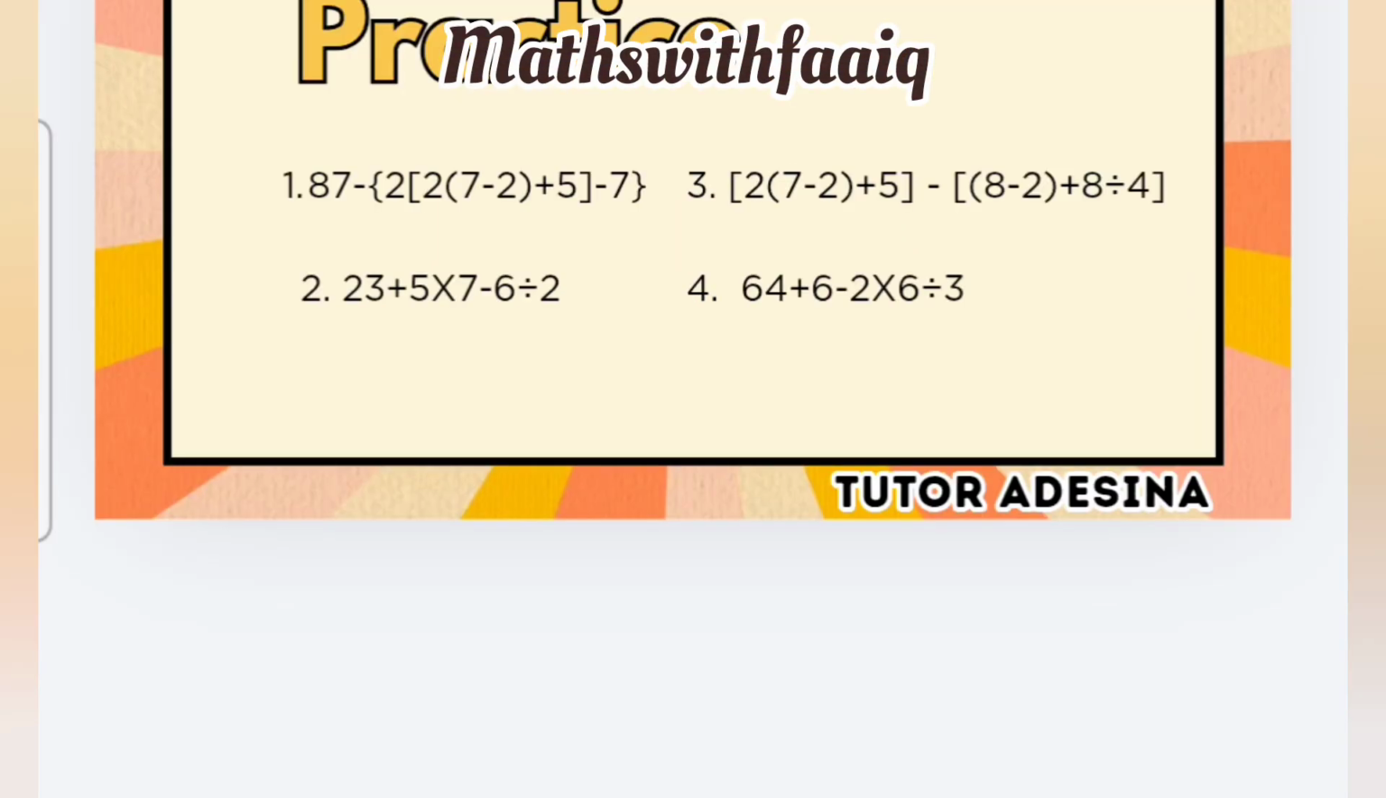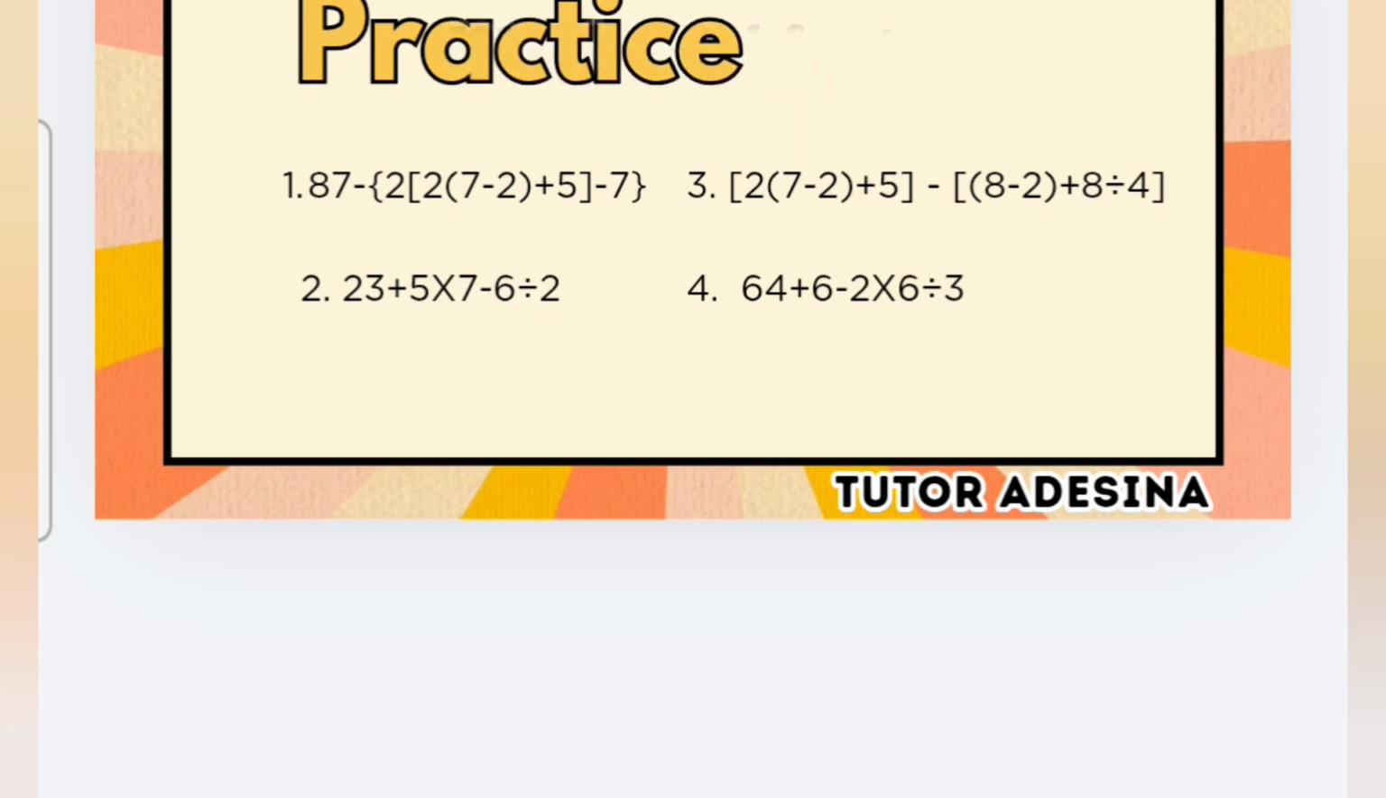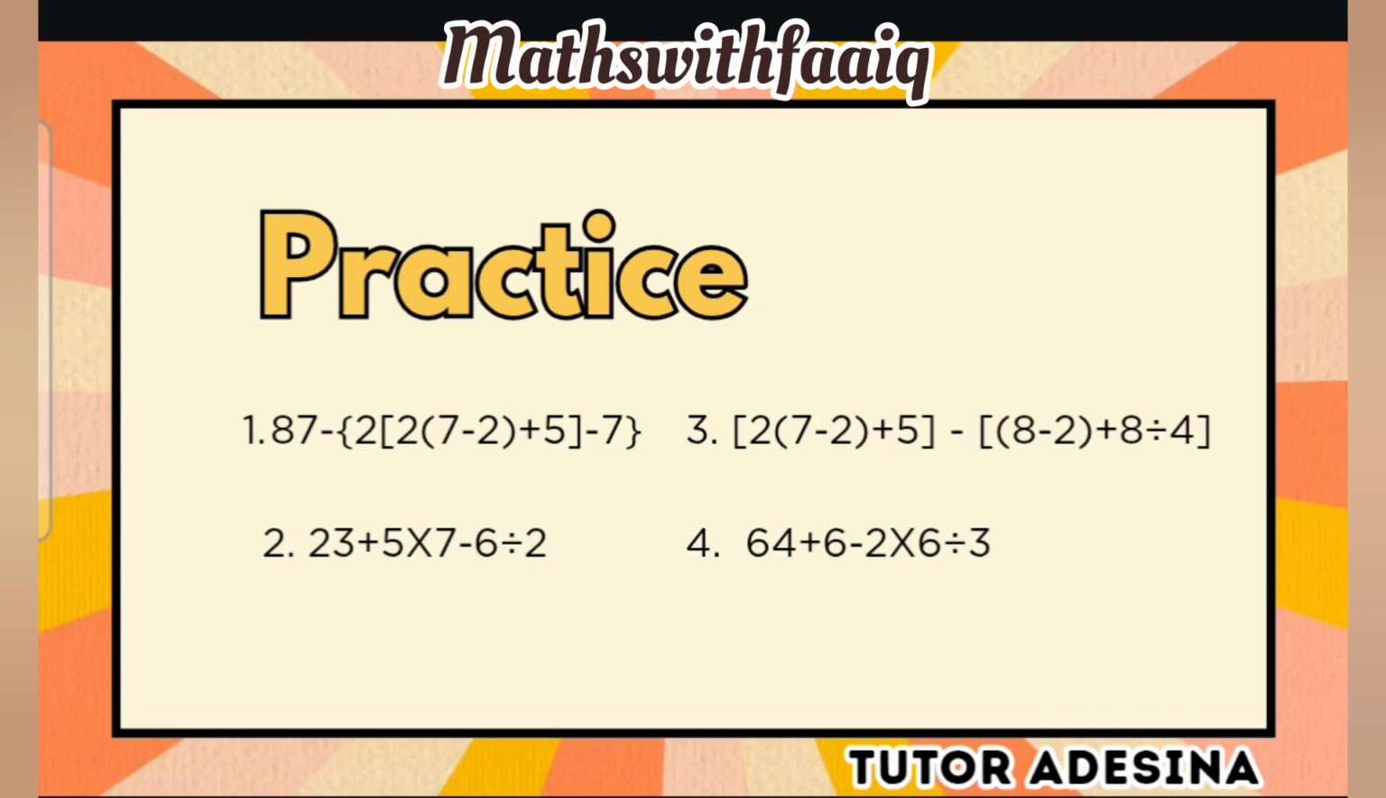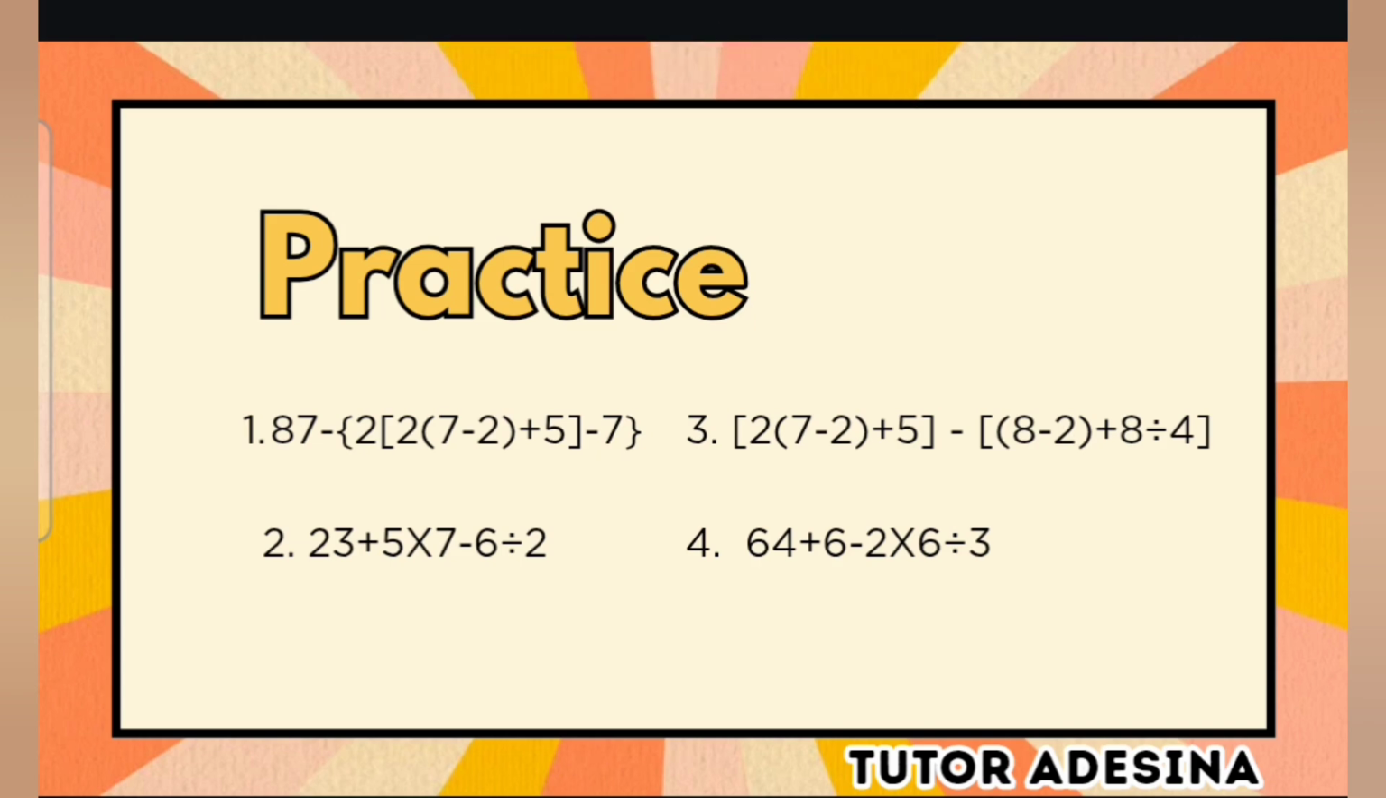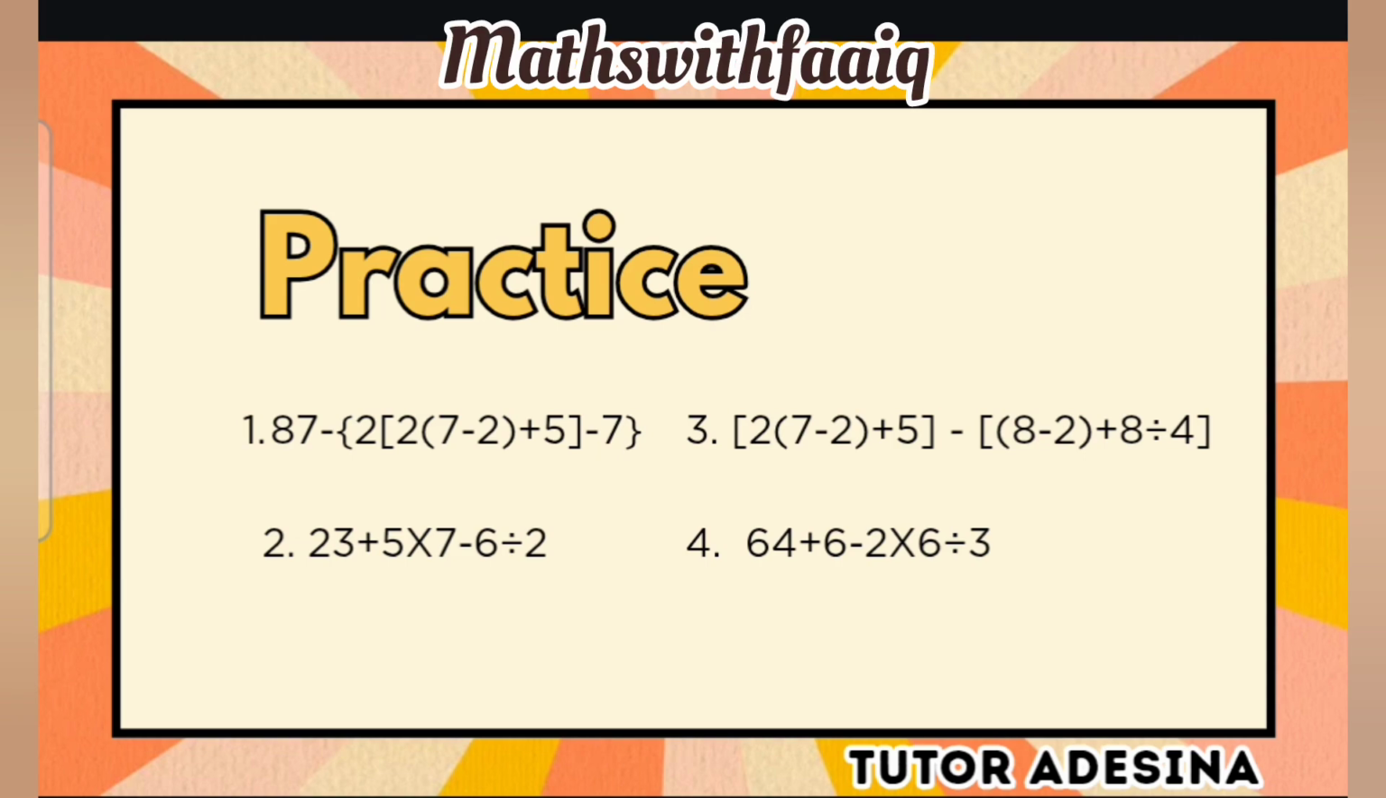Now, as a practical example, you have to try this example on your own. You have to try this on your own. So 87 minus 2 into bracket 2, then parentheses 7 minus 2 close bracket, plus 5 into bracket minus 7, then the brackets.